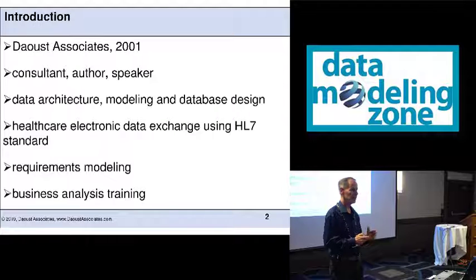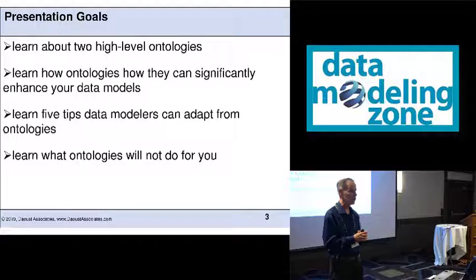And you'll notice that none of the things there relate directly to ontologies. So I don't claim to be an ontologist, but I picked up some information about that, and they've intrigued me, and I believe it can really help us as data modelers. So the goals that we publicly presented is that you would learn about 2 high-level ontologies, and we'll learn about what high-level ontologies are very shortly, how they can significantly enhance your data models, and 5 tips that data modelers can adapt from ontologists, and learn what ontologies will not do for you.